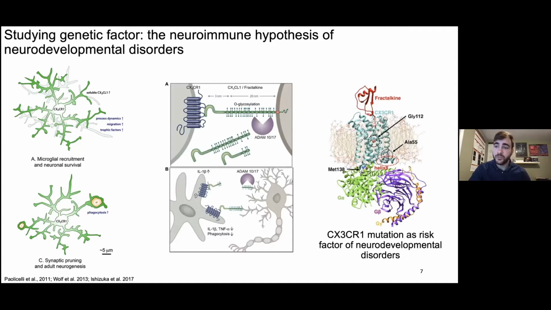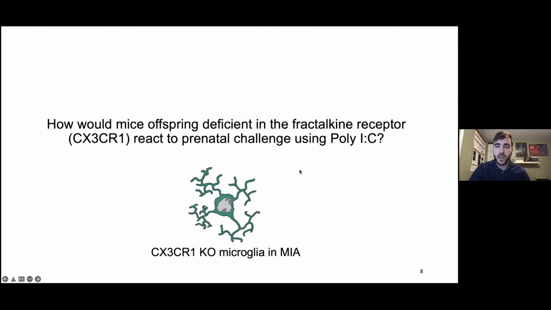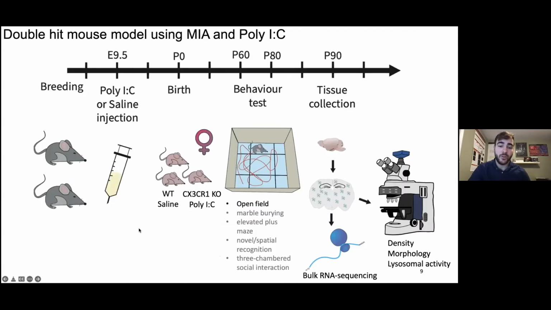With all this together, we thought it would be super interesting to create that deficient immune system by knocking out the gene for CX3CR1 in microglia, and see how they would react to the prenatal poly-IC challenge, based on their behavior, microglial activity, and what's happening in the dorsal hippocampus like we did before. So we bred the CX3CR1 knockout mice, and once they were pregnant, we injected them with poly-IC or saline at embryonic day 9.5. Then we waited until adulthood to look at the behavior of those mice, notably in the open field and other cognitive tests that we briefly did.